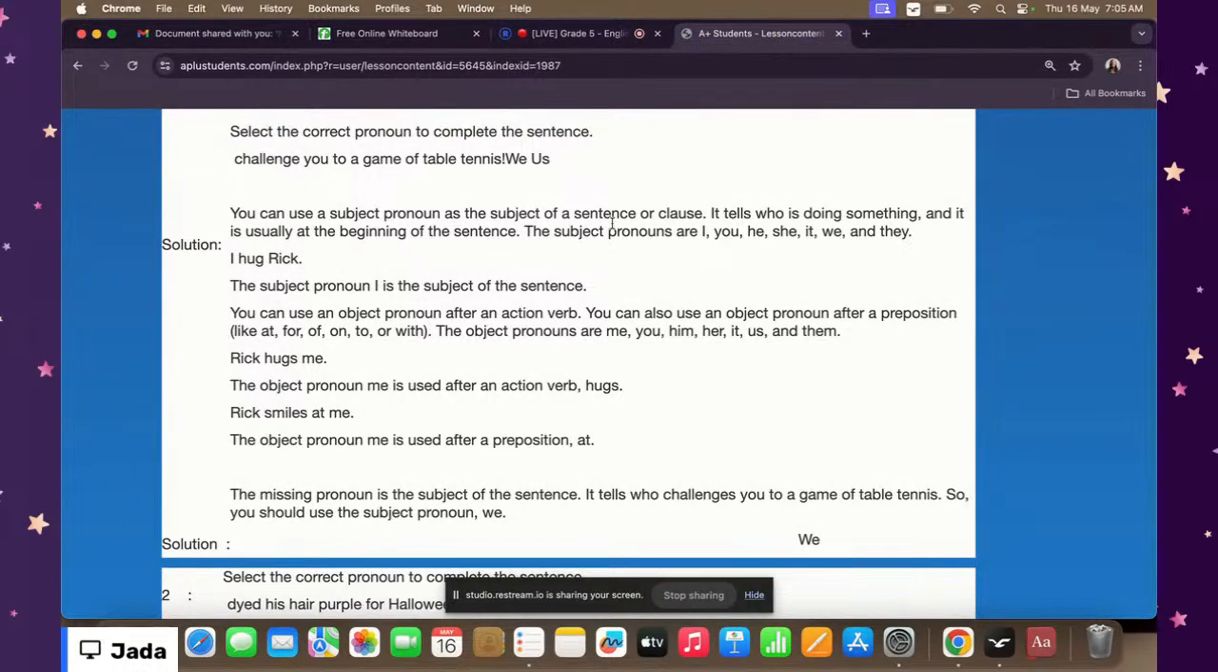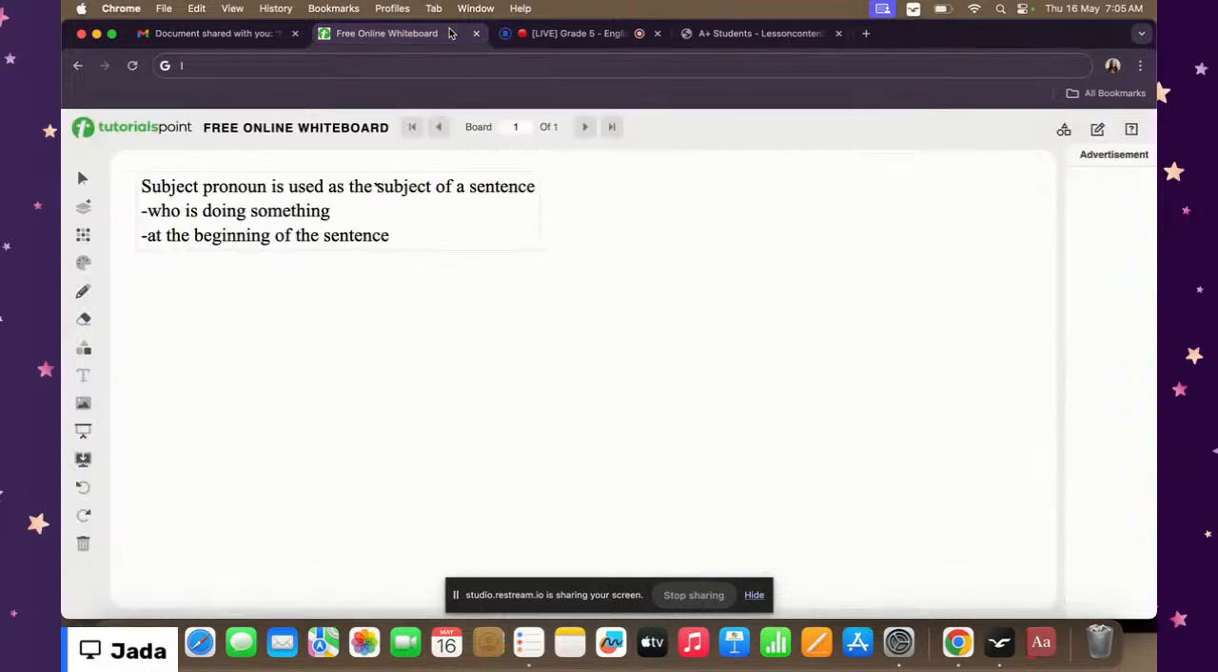Okay, now the subject pronouns are I, you, he, she, it, we, and they. These are all the subject pronouns that we have. They will be used in the beginning of the sentence. They also tell you who is doing something in the sentence, and they are used as the subjects.